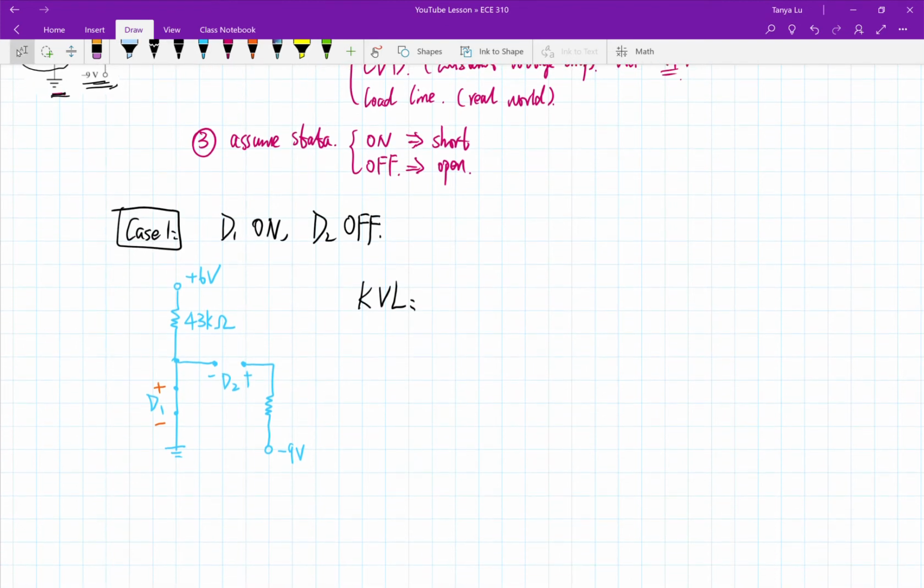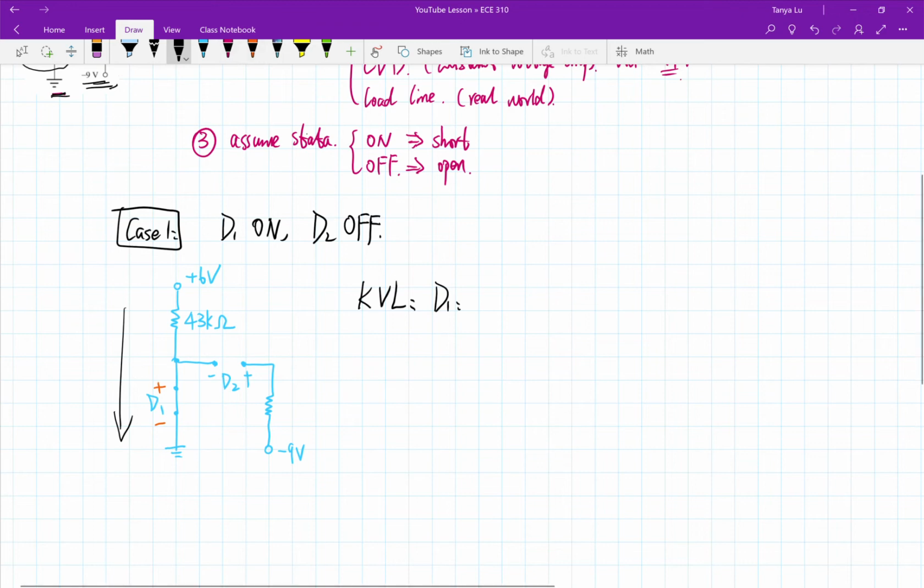Okay, so now since we have two diodes, I want to have two equations, right? Two unknowns, two equations, sort of thing. So for my D1, I start from top to bottom. And what I need here is also current, because our KVL is based on Ohm's law.